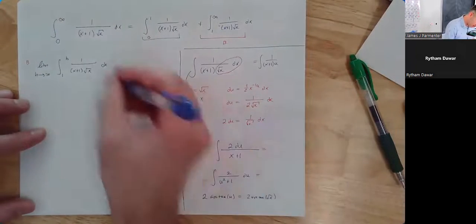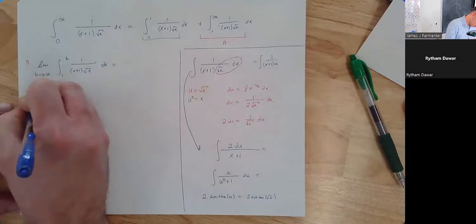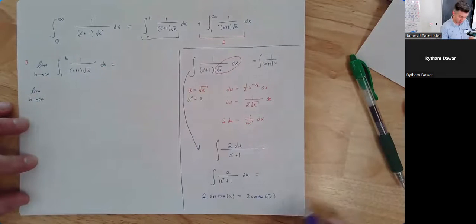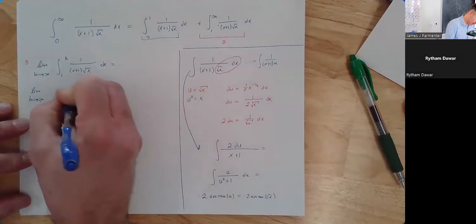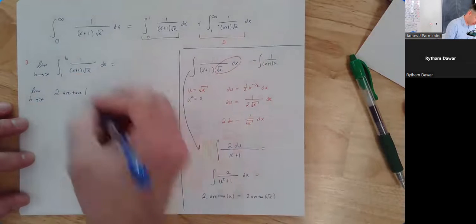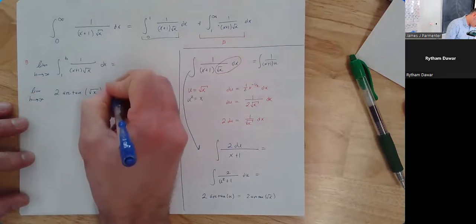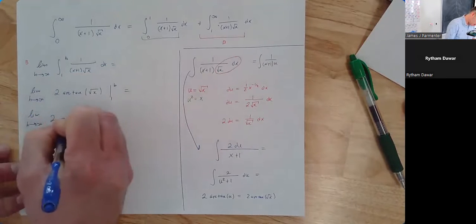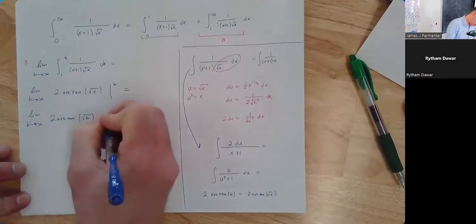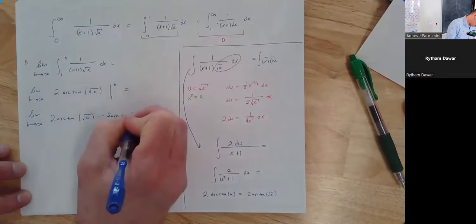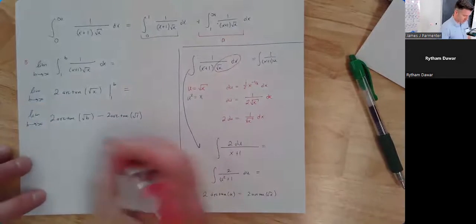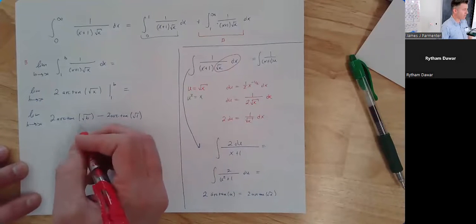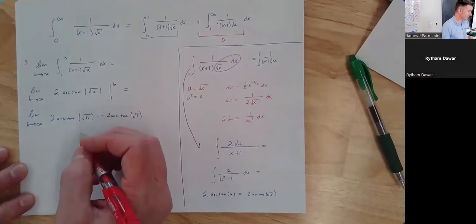we're getting the limit as b goes to infinity. The integral of this we just found out was 2 arctangent of root x. I don't want to write all this again. In fact, the whole reason for doing it over here was so I didn't write it again. From 1 to b, and then we do the limit as b goes to infinity of 2 arctangent of the square root of b minus 2 arctangent of the square root of 1. As b goes to infinity, the square root of b goes to infinity, and the arctangent of something infinitely large is pi over 2.